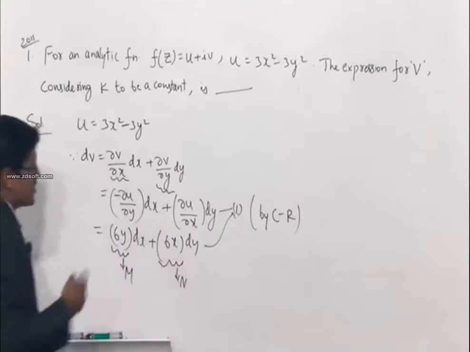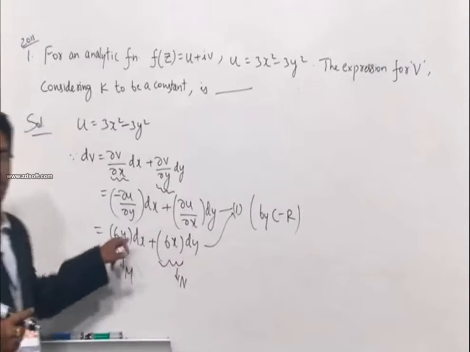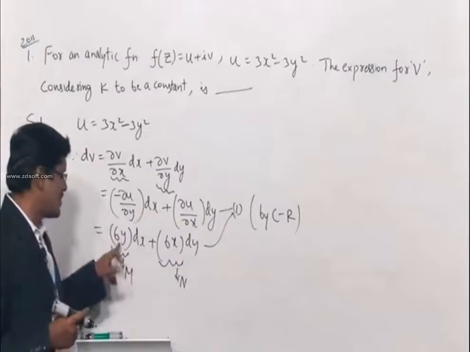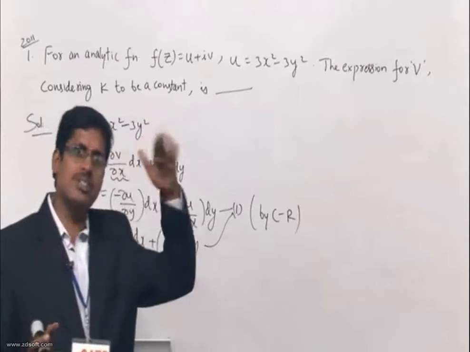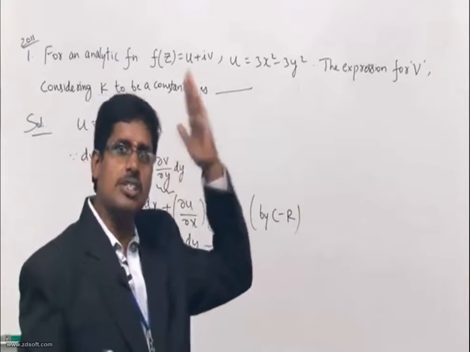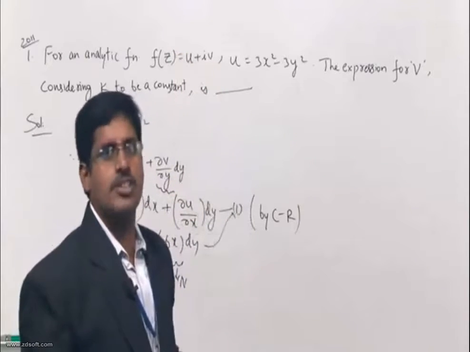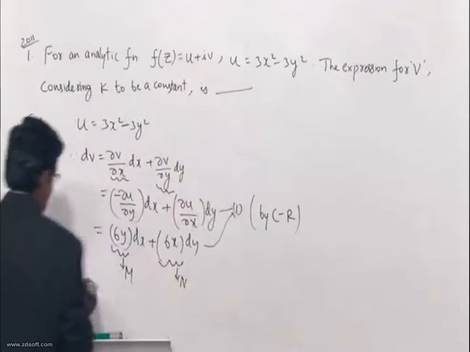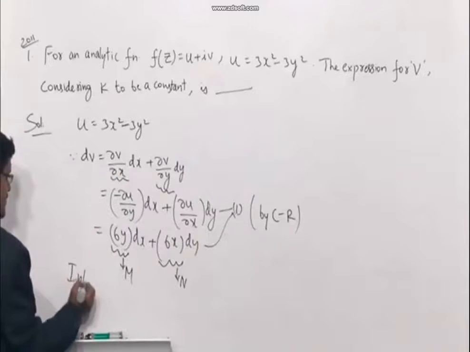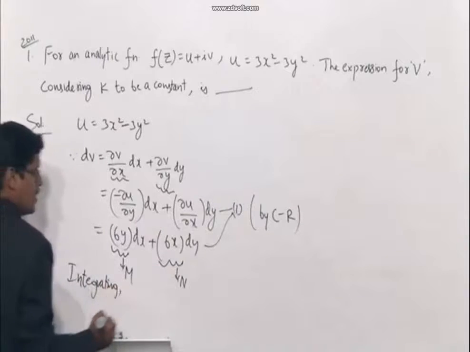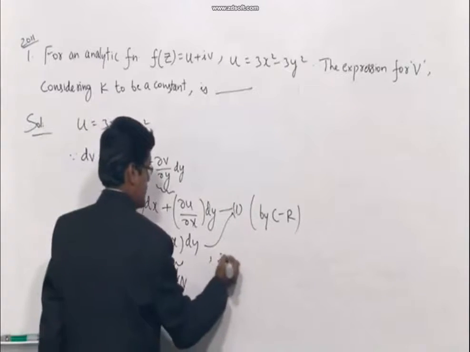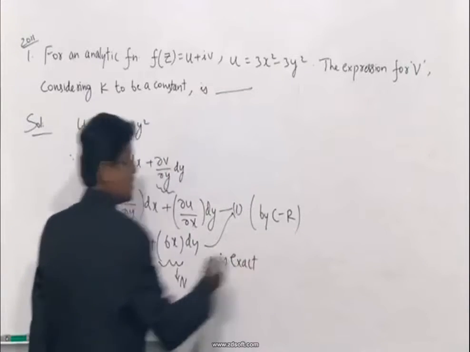I told you in the previous discussion, I will verify whether this is exact or not. See, what is dou m by dou y? 6. Dou n by dou x? 6. Dou m by dou y is equal to dou n by dou x. Look at the procedure of exact differential equations which we discussed in the differential equations chapter. I can write here it is exact.